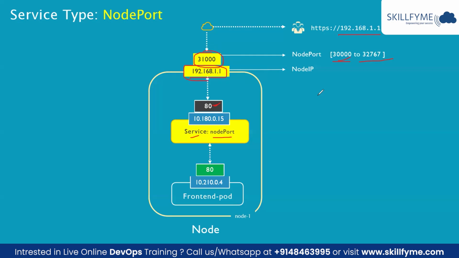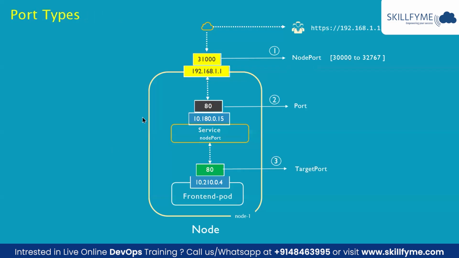Now, there are some ports we have discussed, right? So in general, we have some number of ports like a node port, and then target port. When I say node port, it will be based upon this range. If the service type is NodePort, only for the NodePort service type, we'll get this port number. If you create a ClusterIP or load balancer, you won't get this.